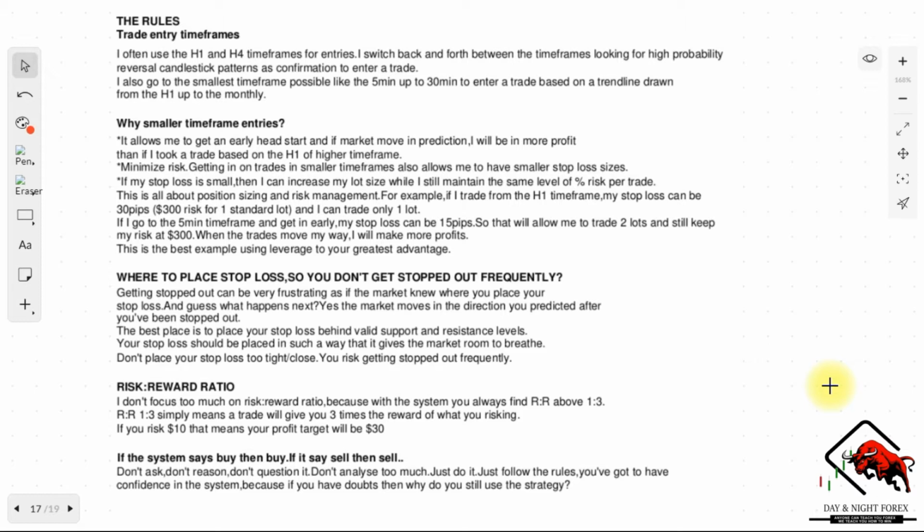This is how you keep your risk to reward ratio the same. What's increasing is your profits, but your risk to reward is still the same. This is the best example of using leverage to your greatest advantage.